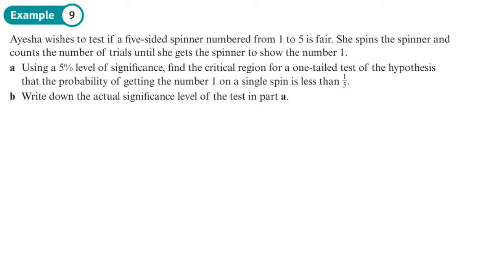So here we have Aisha wishes to test a 5-sided spinner numbered 1 to 5. She wants to see if it's fair. She spins the spinner and counts the number of trials needed, which is basically what we need to work out, until she gets a number 1. Using a 5% level of significance, we need to find a critical region for a one tail test of the hypothesis that the probability of getting a 1 on a single spin is less than a fifth.